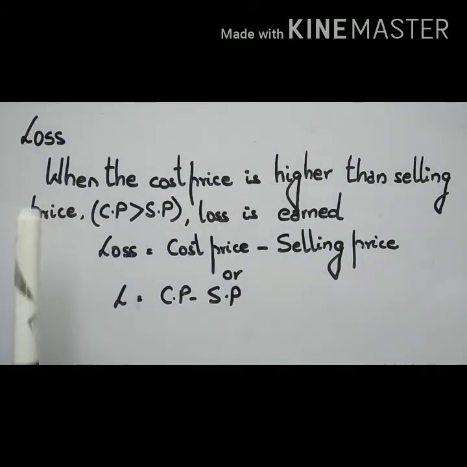Next is loss. When the cost price is higher than the selling price, means cost price is more as compared to the selling price, the shopkeeper has purchased the thing for more rupees as compared to the sold price, then that shopkeeper incurred a loss. How to calculate the loss? Loss is equal to cost price minus selling price, or in short form we can write L stands for loss. Loss is equal to cost price CP minus SP.